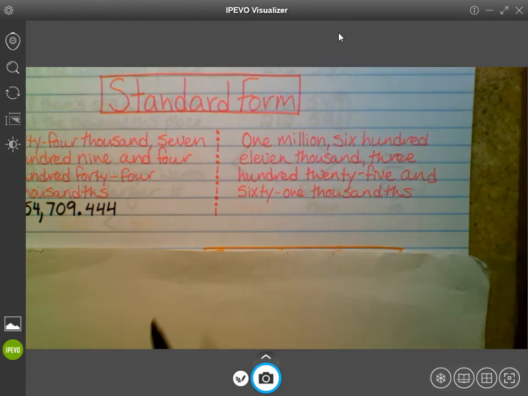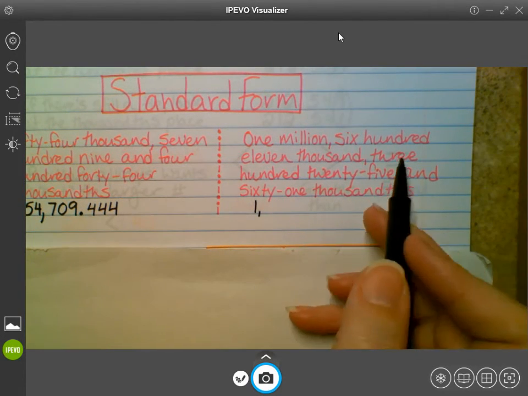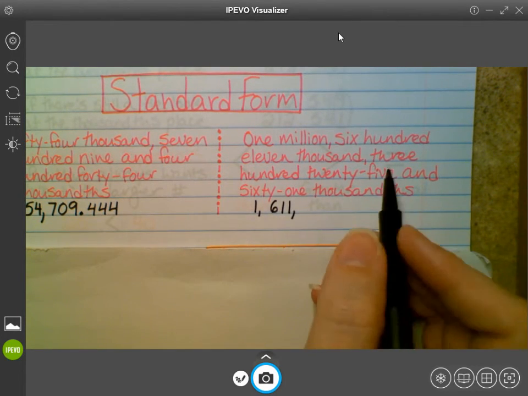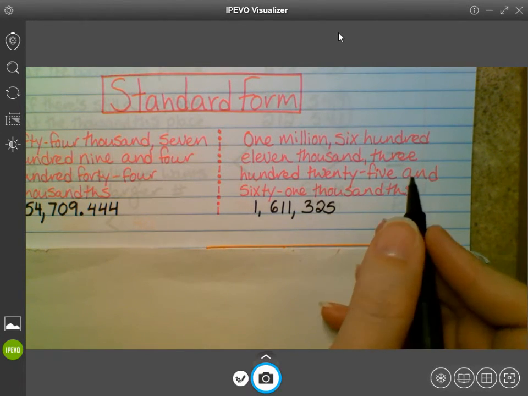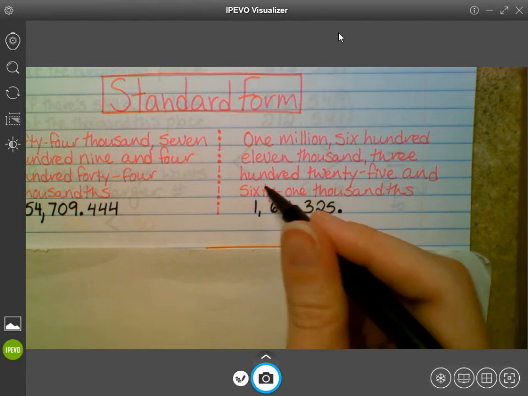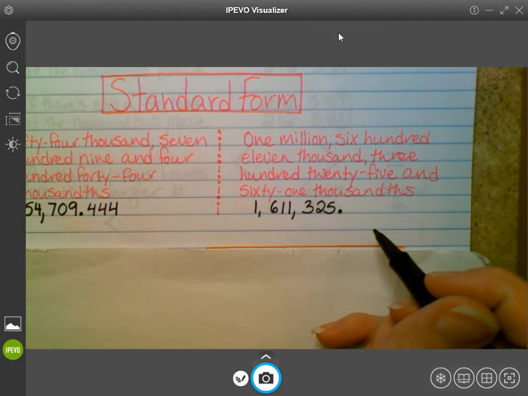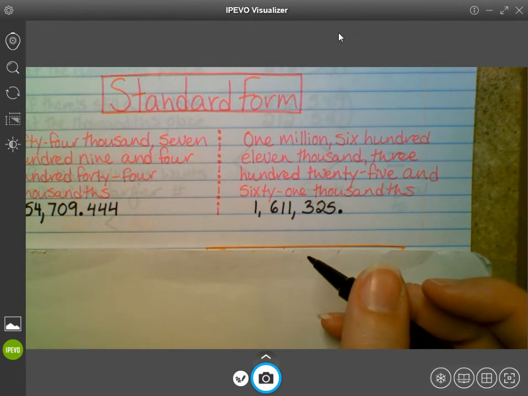Let's see if you get what I got. So, 1 million, so 1, comma, 611,000, 325, and, so that tells me decimal, 61 thousandths. Now you guys, thousandths, that's 3 places to the right of our decimal, right? But the number 61 only has 2 digits in it. So that would only make me end in the hundredths place. What am I supposed to do here?